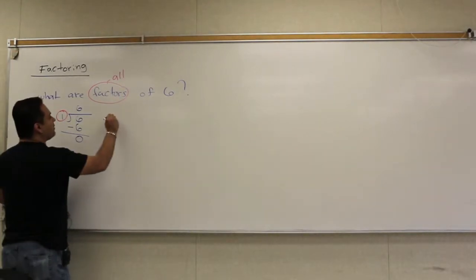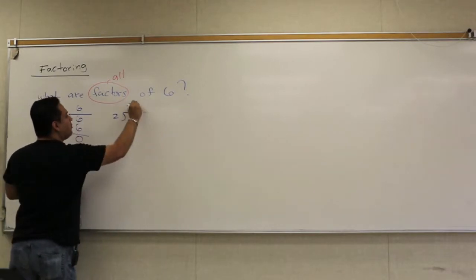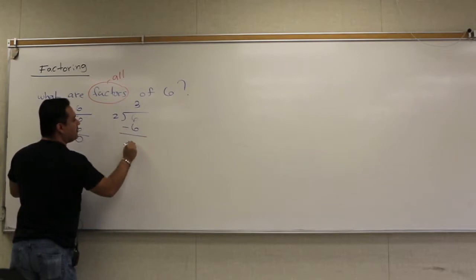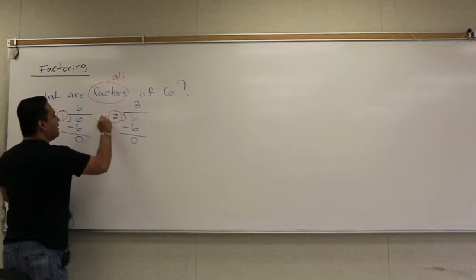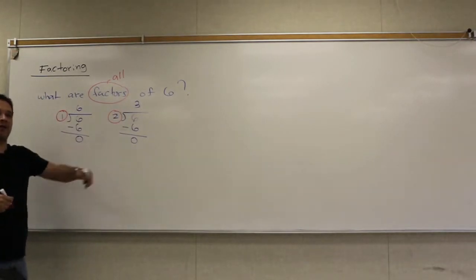Let's check. Is 2 a factor of 6? 2 goes into 6 how many times? 3. What's 3 times 2? 6. What happens when you subtract 6? You get 0. What do you guys notice? Is 2 a factor of 6? Sure is, because it has a 0 remainder.